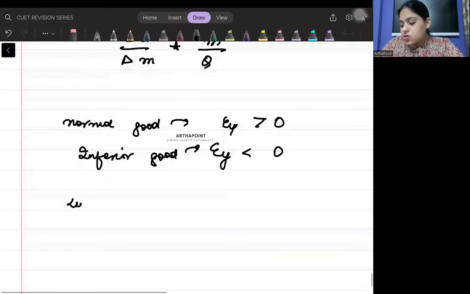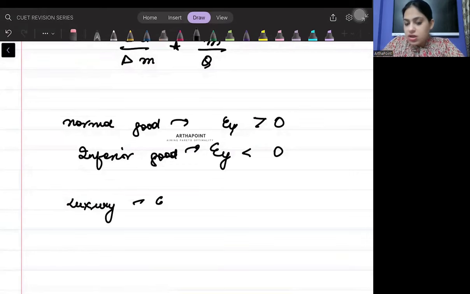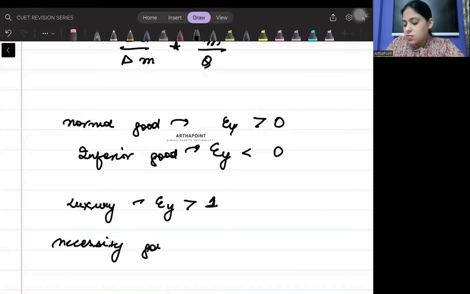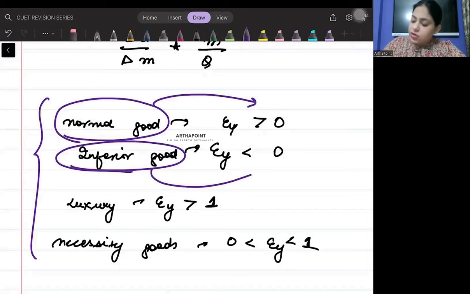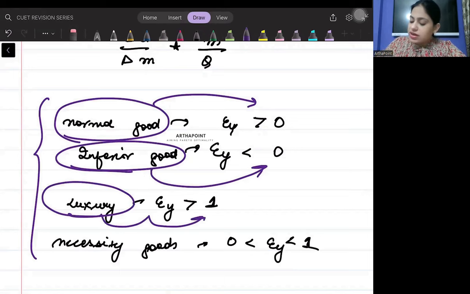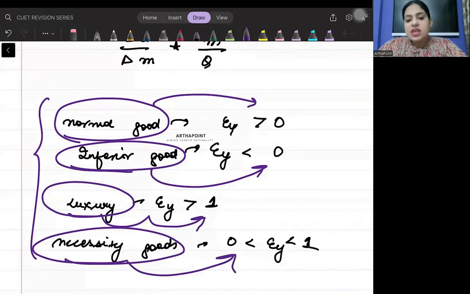For luxury goods, the income elasticity is more than 1. And for necessity goods, the income elasticity is between 0 and 1. A luxury it is greater than 1 and necessities it is between 0 and 1. तो ये चार हमें elasticities remember करनी है. For normal good positive, for inferior good negative, for luxury goods greater than 1 and for necessity goods less than 1. Right beta? ठीक है.